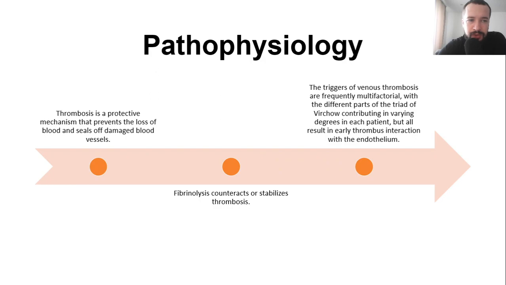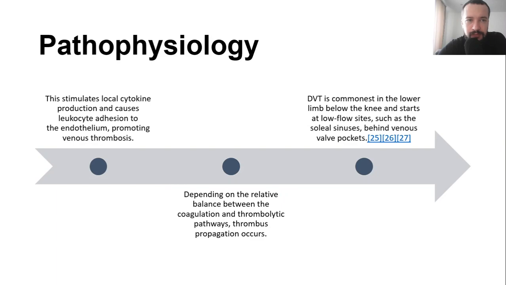Pathophysiology. Thrombosis is a protective mechanism that prevents the loss of blood and seals off damaged blood vessels. Fibrinolysis counteracts or stabilizes thrombosis. The triggers of venous thrombosis are frequently multifactorial, with the different parts of Virchow's triad contributing in varying degrees in each patient, but all result in early thrombus interaction with the endothelium. This stimulates local cytokine production and causes leukocyte adhesion to endothelium, promoting venous thrombosis. Depending on the relative balance between the coagulation and thrombolytic pathways, thrombus propagation occurs.